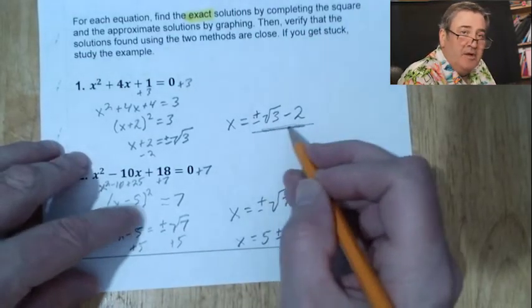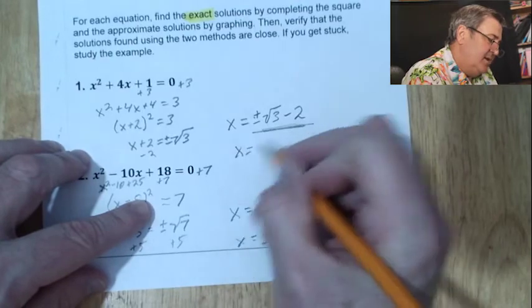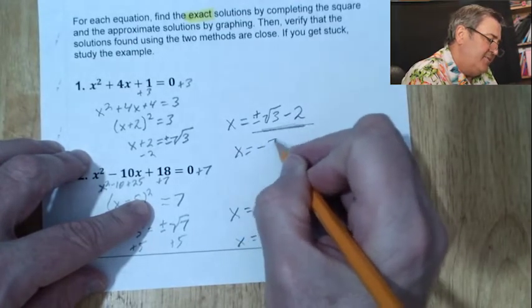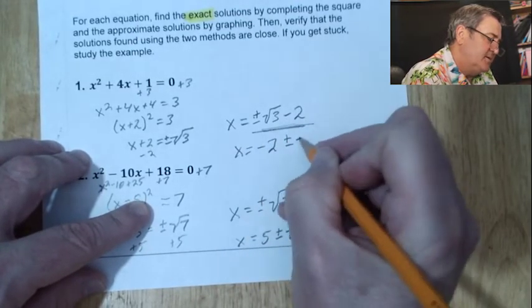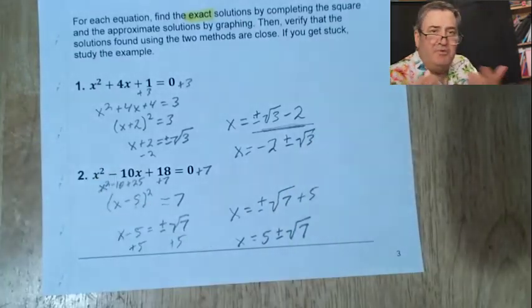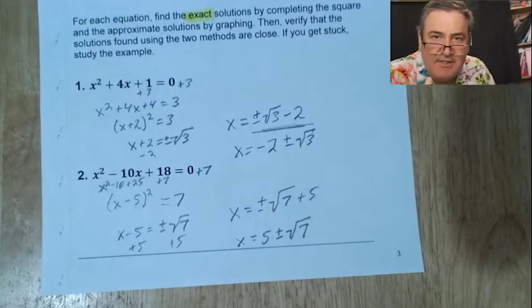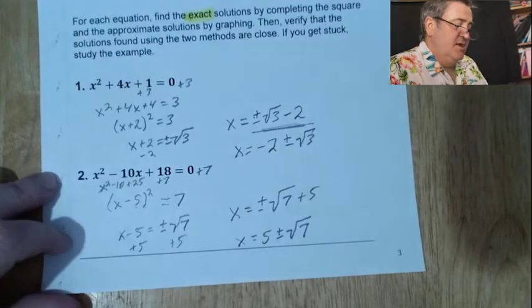This one, if you rearrange it, remember that 2 is negative. It'd be negative 2 plus or minus the square root of 3. So you can put those in either order. It's the exact same answer, either order. So that is that.